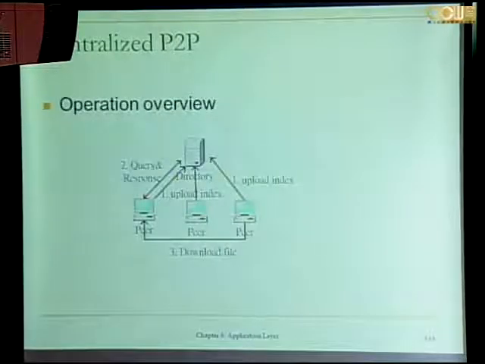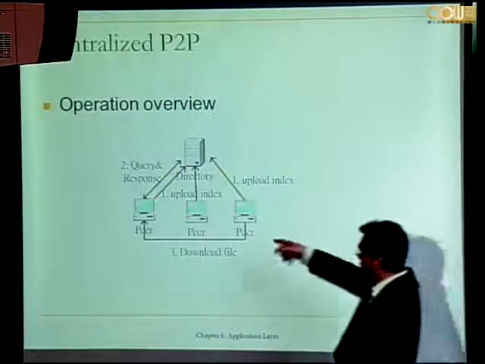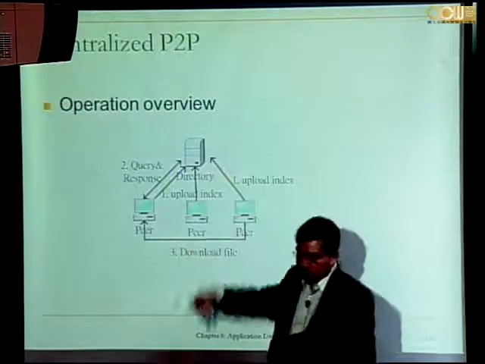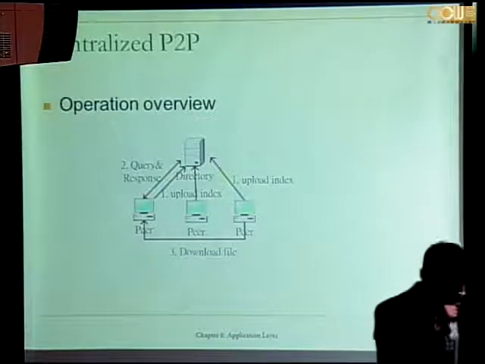So every peer uploads the index to the directory server, and they could then later on query the directory server. And once they have found who has the content they need, they would download from the peer. So the download from the peer is not through the directory server. It's a direct connection.